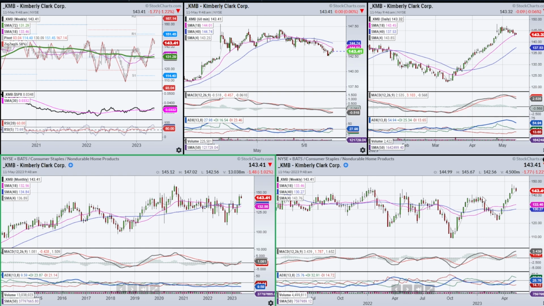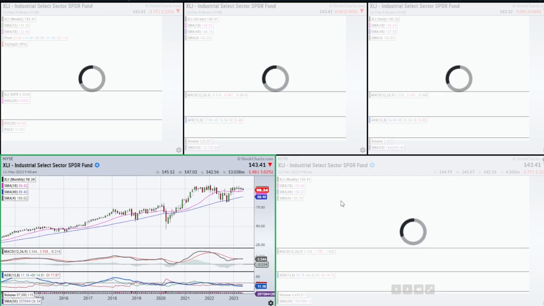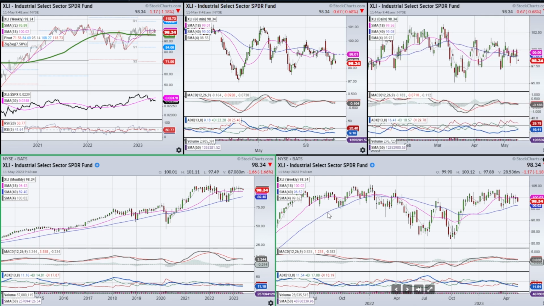All right, just keep using these multiple time frames in this way. Right now, the hourly is telling you don't need to be in a big hurry to buy this pullback on the daily chart. Okay, let's look at XLI.